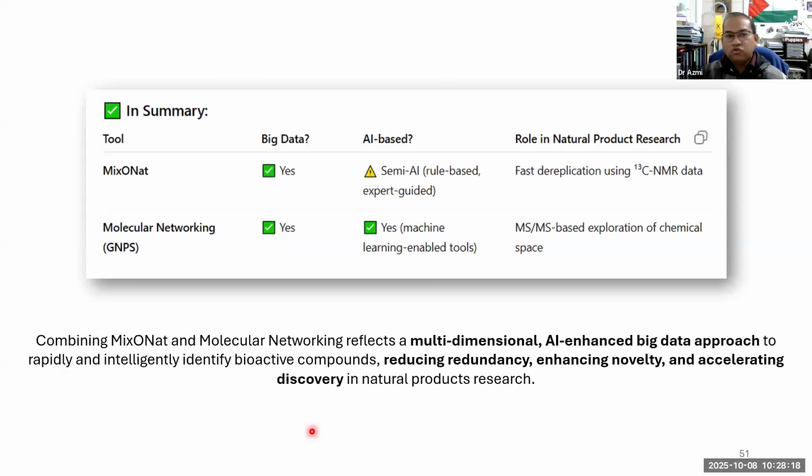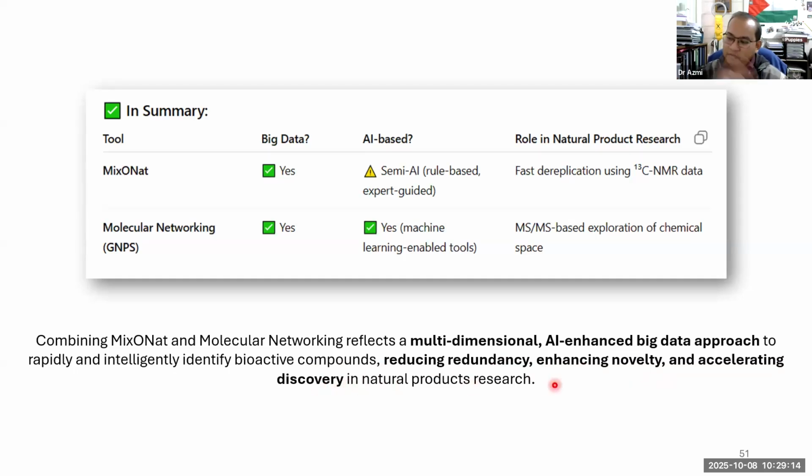So in summary, what we can conclude about MixONat and molecular networking: is that big data? Yes, most of it is big data because we are playing around with IR 4.0 now. So is that AI-based? MixONat is semi-AI-based because it is based on the database that has been created for us. But molecular networking, GNPS, yes, it's a machine-enabled tool, because it depends on the software that we download. And for carbon 13, MixONat is a fast dereplication using carbon 13, but GNPS is MS-based. Combining molecular networking and MixONat reflects a multi-dimensional, AI-enhanced big data approach to rapid and intelligent identification of active compounds, reducing redundancy, enhancing novelty, and accelerating discovery in natural products.